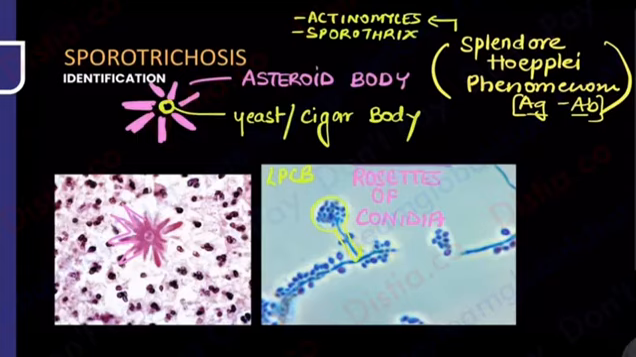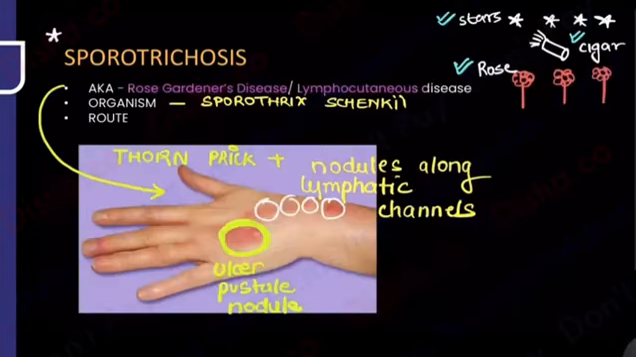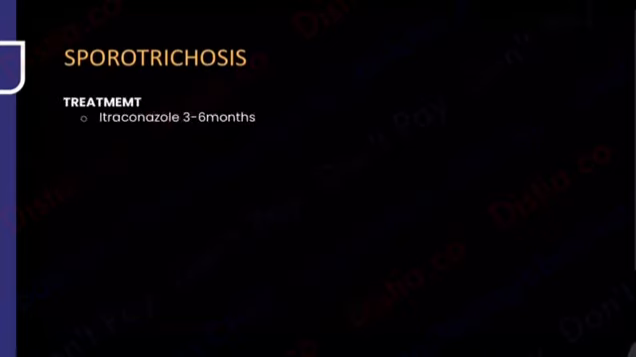So let's do a recap. Why did I call it the good life? Because firstly, you see the presence of rose, so it's a rose gardener's disease, lymphocutaneous disease. You see rosettes of conidia, cigar in the hand, so a cigar-shaped body, stars in the sky, so an asteroid body. That is what you need to know about sporotrichosis. And yes, having said that, please remember the treatment is again going to be the azoles like you've studied throughout the dimorphic fungus, that is itraconazole.